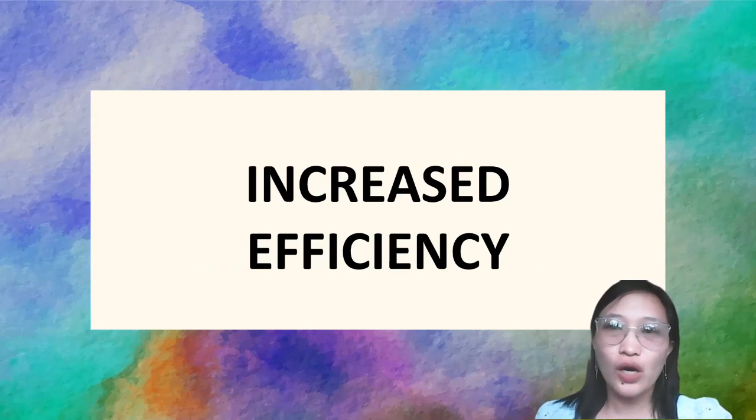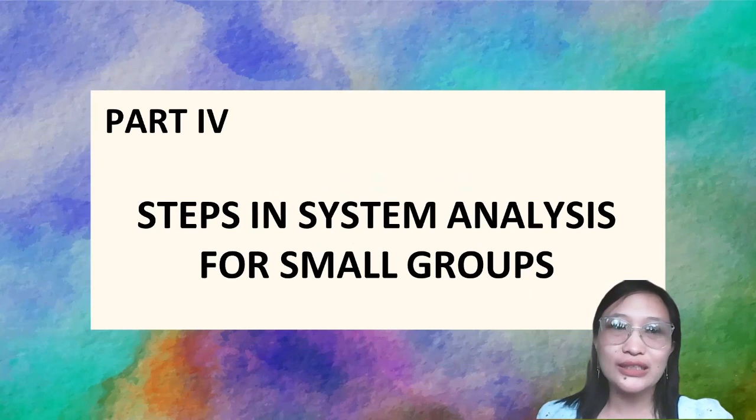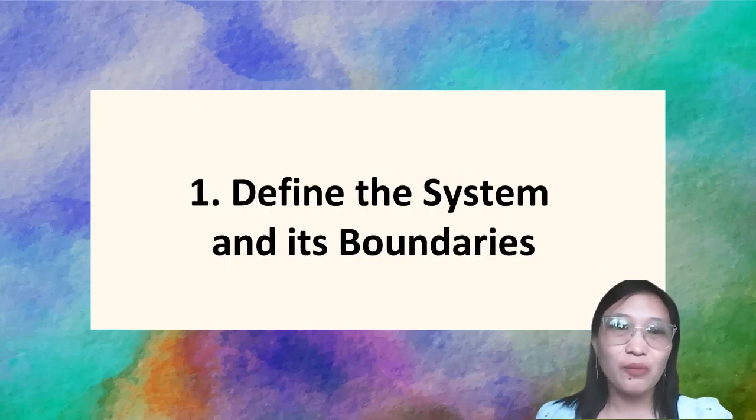We also have part 4 of my report, steps in system analysis for small groups. So the first step is that we have to define the system and its boundaries. Clearly define the small group and identify its members, roles, and objectives. You have to determine the boundaries of the system being analyzed.